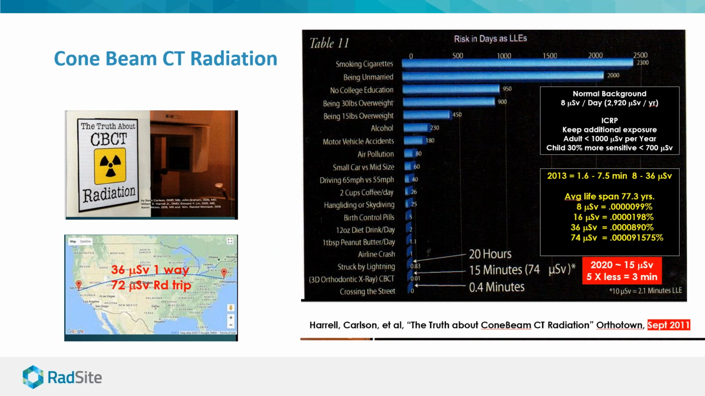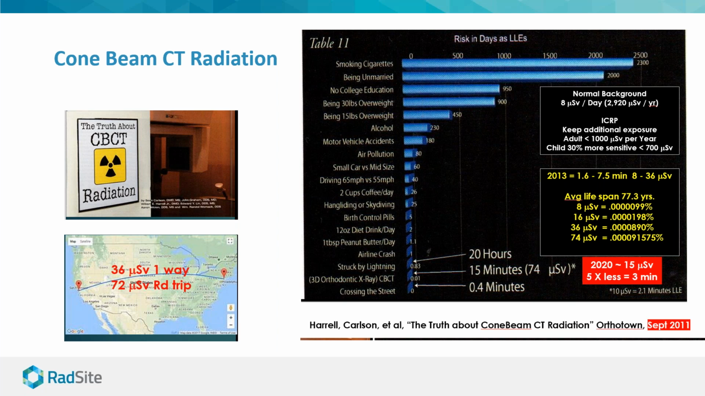Now, like I said, this was back in 2011. Those doses have gone down significantly now, where in 2020 your ConeBeam dose is about 15 microsieverts, which is less than a panoramic X-ray. So it's 5 times less than this, which is about 3 minutes of your life. And if you look over here, this was the article that we did it in. Back in that day, it's probably still true today.